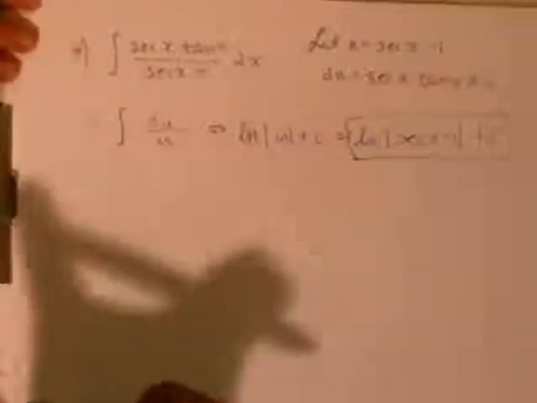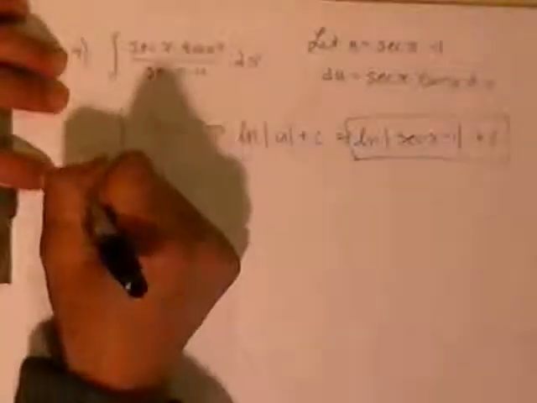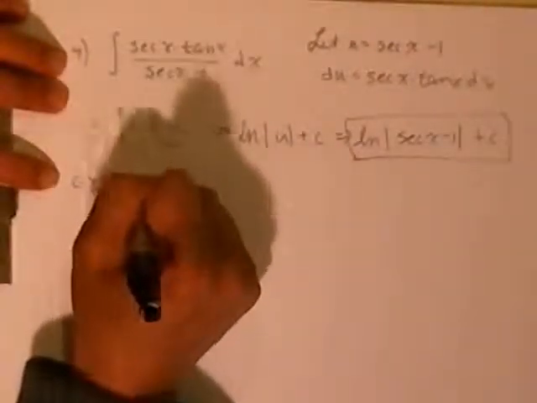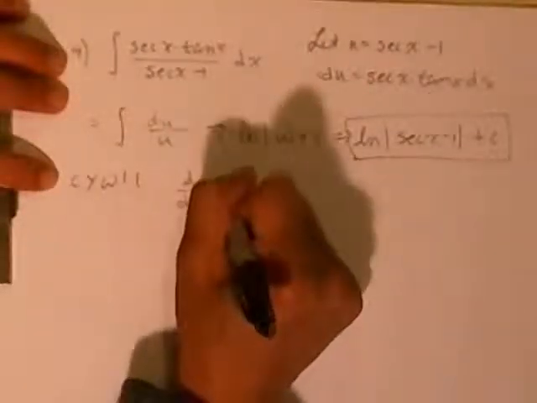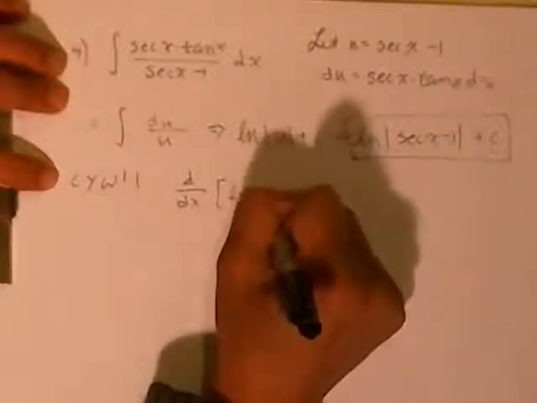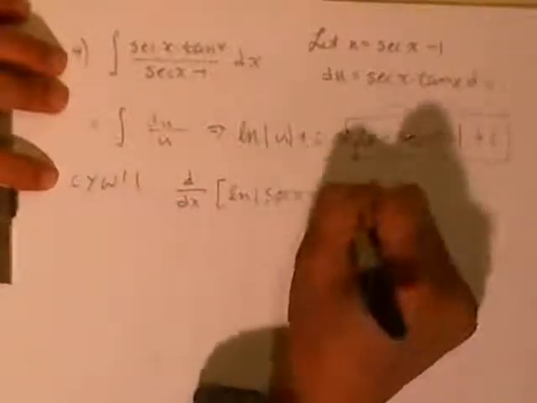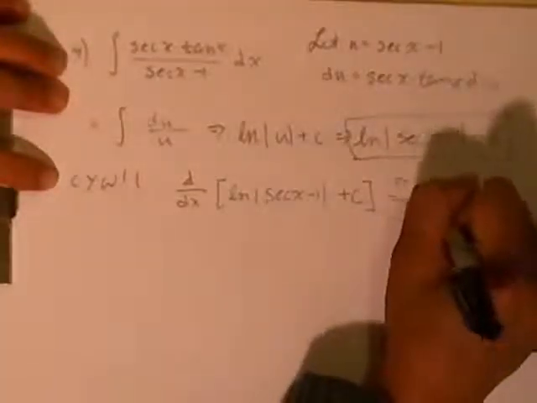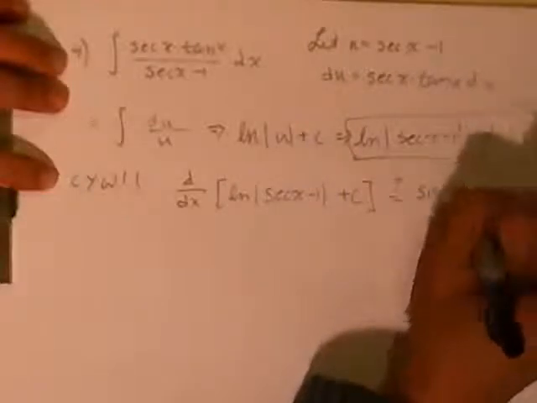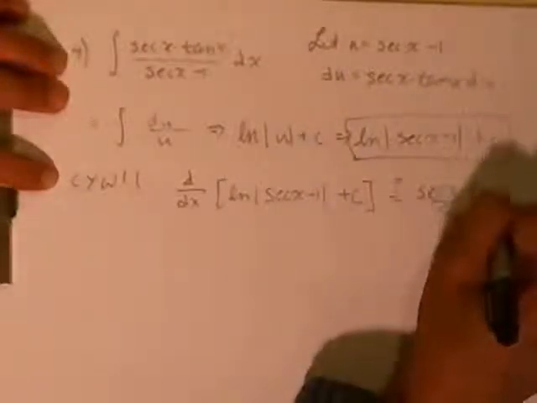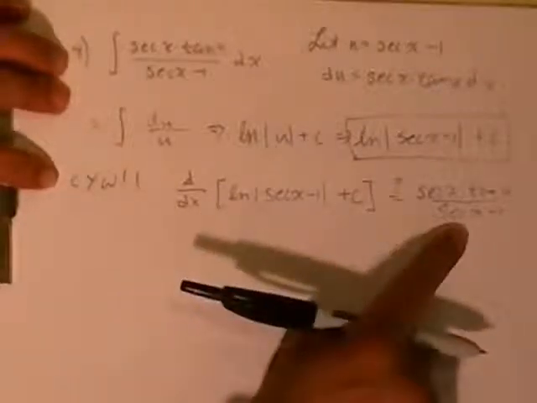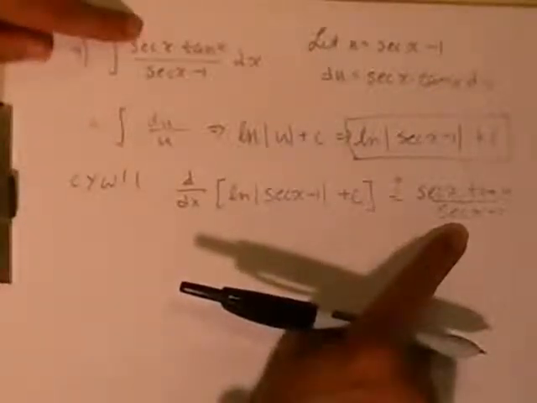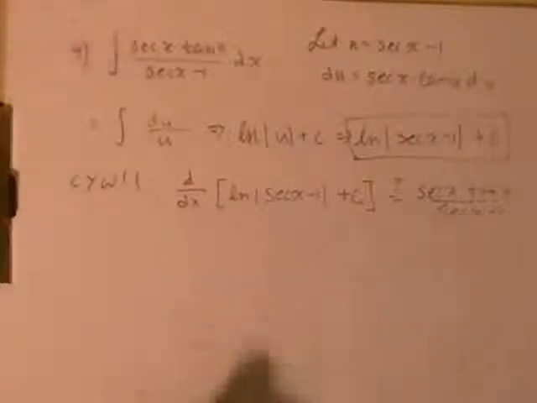I can take the derivative of this. Let's actually do it. We have a little bit of time. So let's check our work. Okay. We want to find the derivative with respect to x of the natural log of secant of x minus 1 plus c. Does that equal, question mark, secant of x times the tangent of x over secant of x minus 1? So if you take the derivative, we should end up with the inside of the integral, or the integrand. They call it integrand.